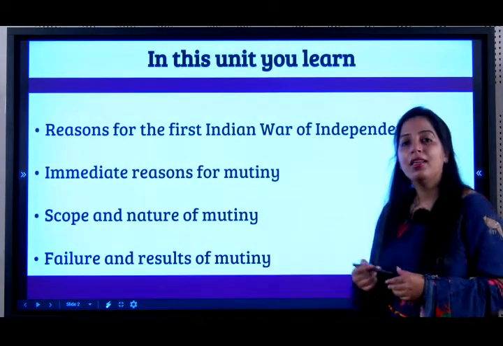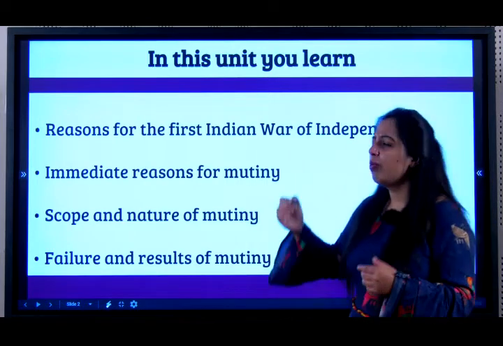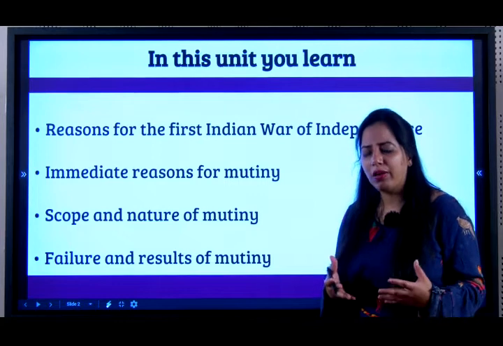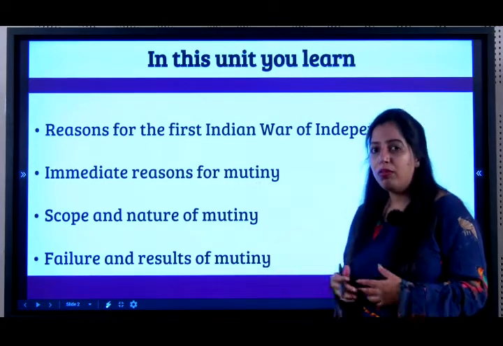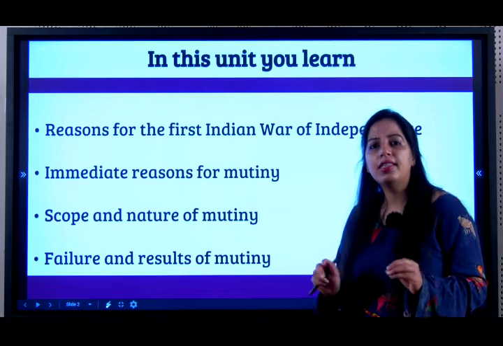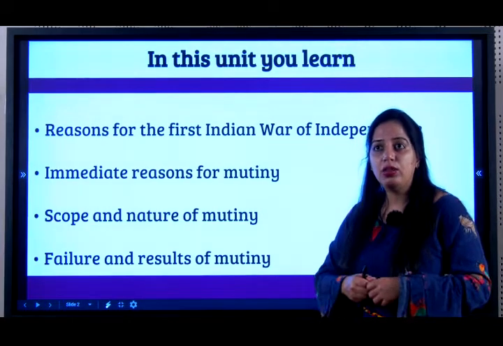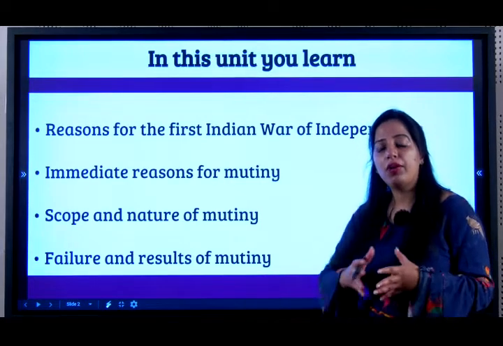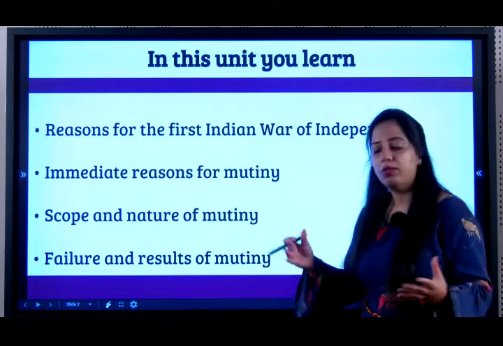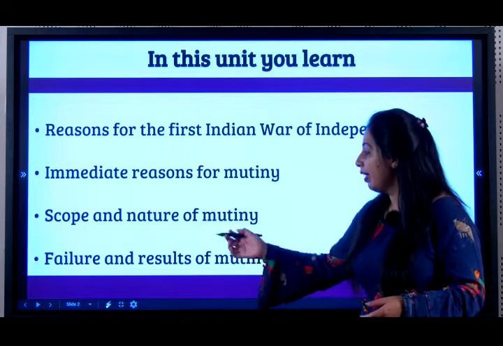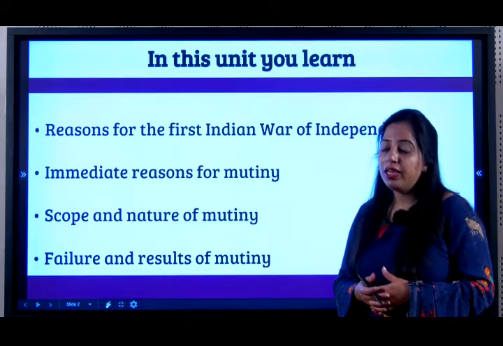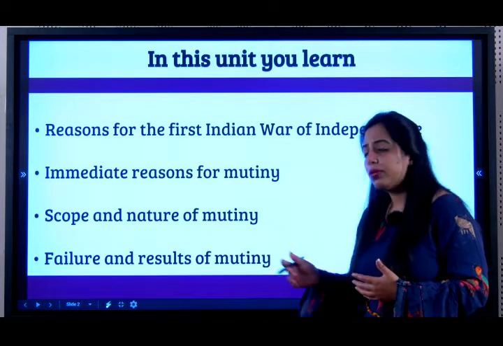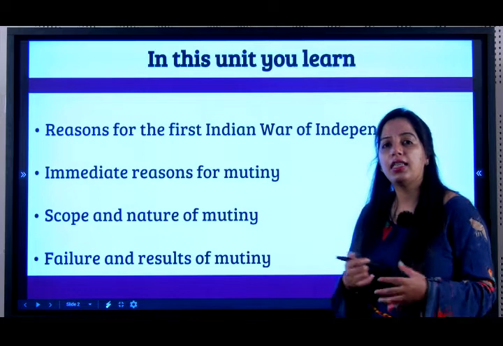So, in this lesson we will learn why this first war of Indian independence was fought, like what was the reason, then was there an immediate incident that led to such a big war. Then we will learn about the scope, or how far, where all in India this mutiny was fought. Finally, because it failed, we will try and understand why it failed and also the result of this entire mutiny.